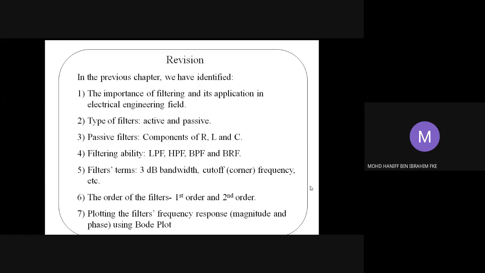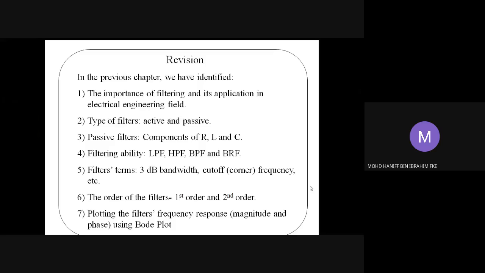So we also learned about the filter type, the filter order. As mentioned before, our concern in this course will be only on the first order type. But I believe that you now understand what is meant by the second order type of filters. And number 7, this will be the main component of chapter 5, the Bode diagram.